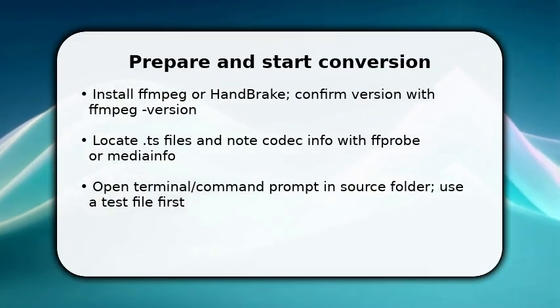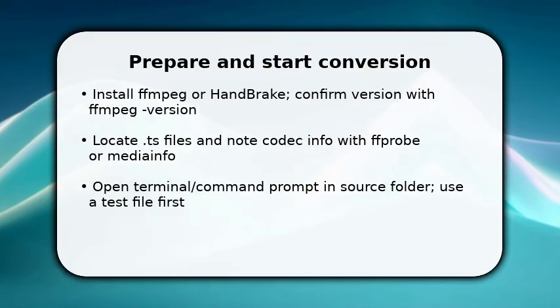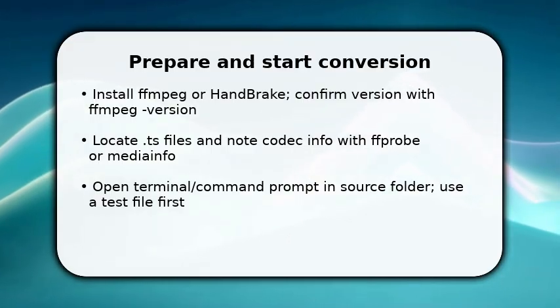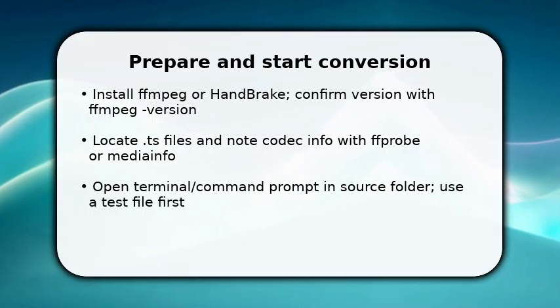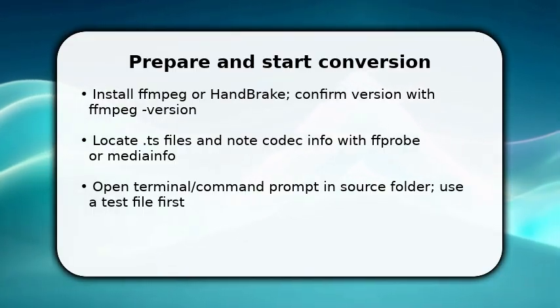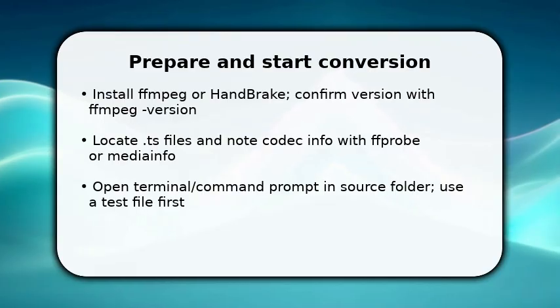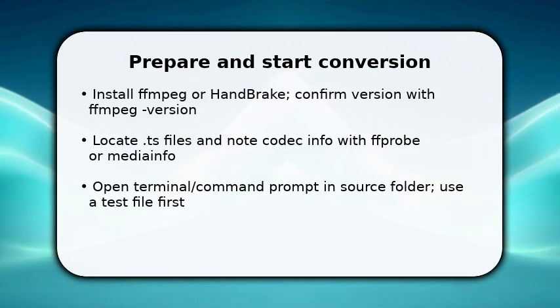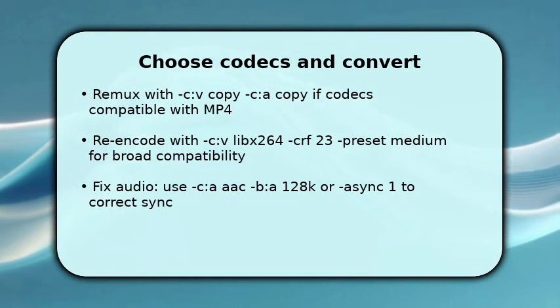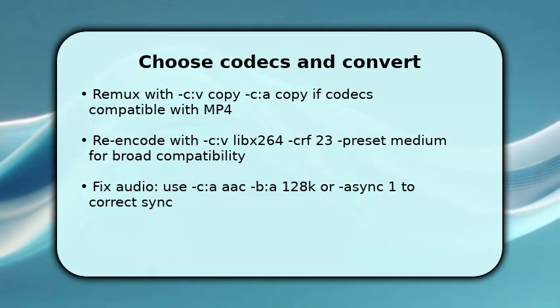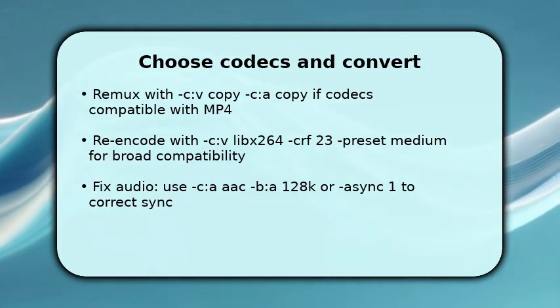This removes path errors. To kick off conversion immediately, run a simple command like ffmpeg -i input.ts -c:v copy -c:a copy output.mp4 to test remuxing. That test tells you whether re-encoding is needed. Once you know the TS codecs, decide remux if they are MP4 friendly or re-encode if not.